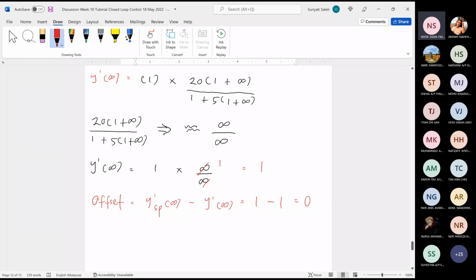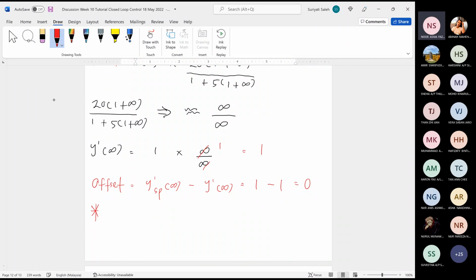So for this part, you get 0 offset. In this case, if we take a look, this is for the proportional integral controller, PI controller, where you have the GC equal to KC times 1 plus 1 over tau I S. So the reason why you get 0 normally is coming from the 1 over tau I S.